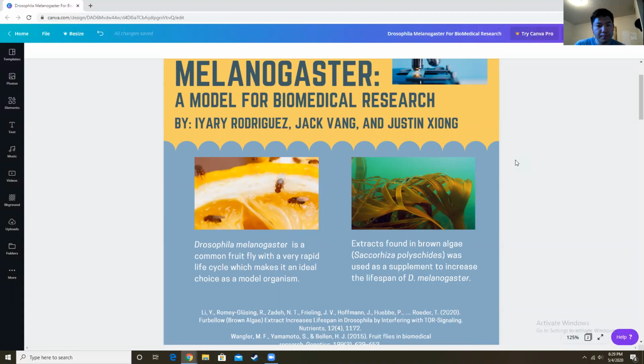In a recent study, Drosophila melanogaster was used as a model for testing additives. Extracts found in brown algae were used as a supplement in the fruit fly's diet and were found to increase its lifespan. Through the use of various laboratory techniques, these effects on Drosophila can be observed.